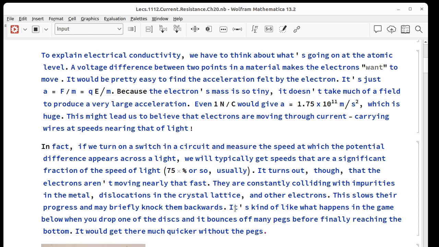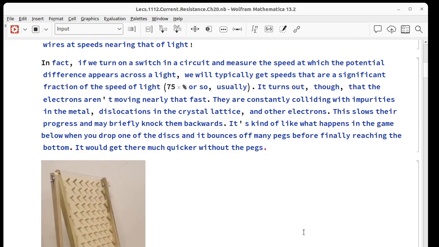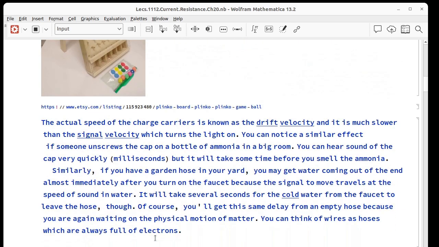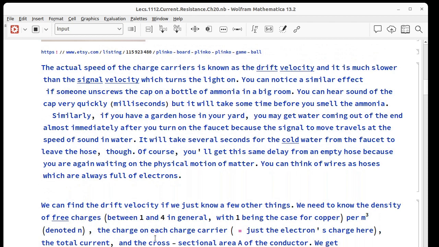They bounce off impurities in the metal, dislocations in the lattice of the metal, and other electrons. This slows them down, knocks them backwards. And it's kind of like this game you may have seen before. If you drop discs down between these pegs, it takes them a very long time to reach the bottom because there's so much time spent in collisions. The speed of the charge carriers is known as the drift velocity, and it's much slower than the signal velocity, which turns the light on. The signal velocity being, again, a good fraction of the speed of light.